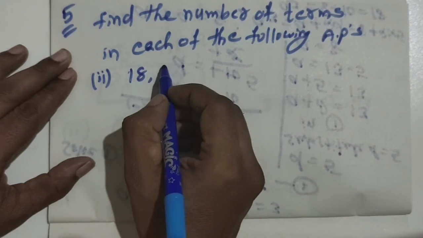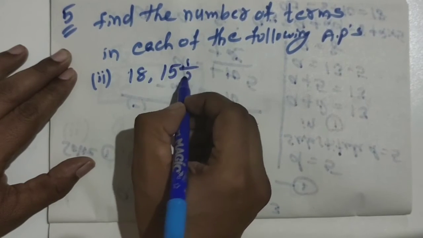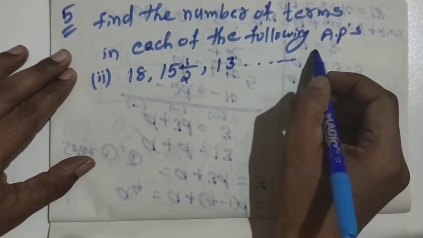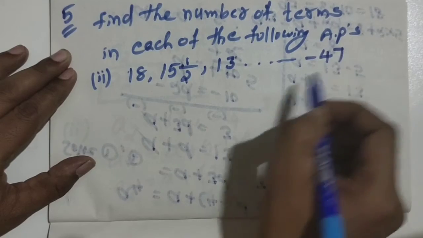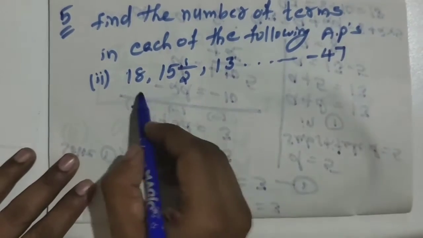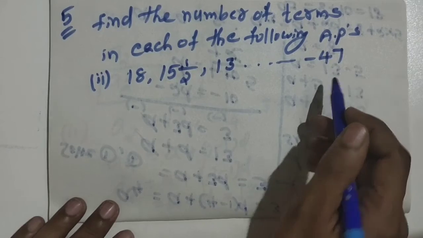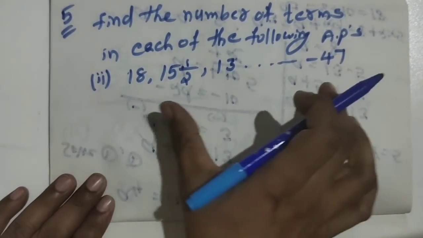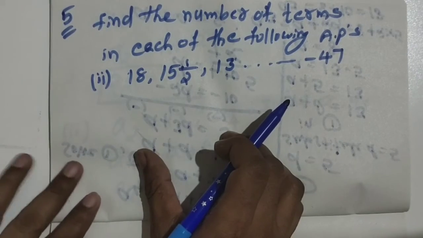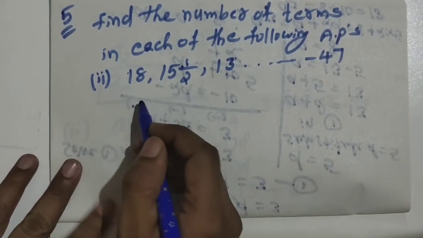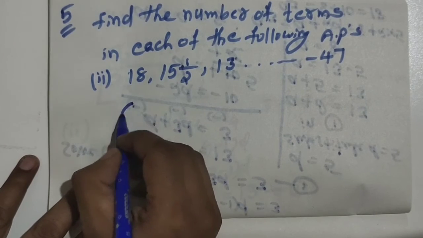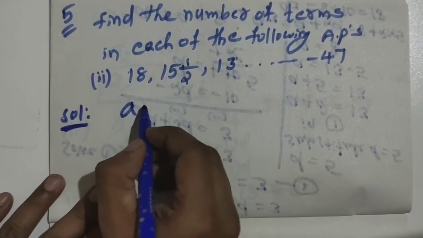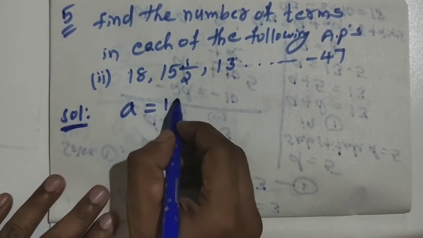Now here 18, 15 and a half, 13, and so on up to minus 47. So here we have a finite number of terms. That means we have a set of numbers. We have to find the number of terms present in this AP. Okay. Now as usual, first of all see the process carefully, very important for 2 marks. So here see, a is equal to 18.